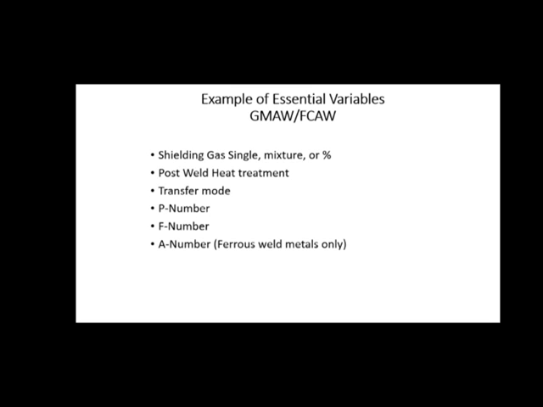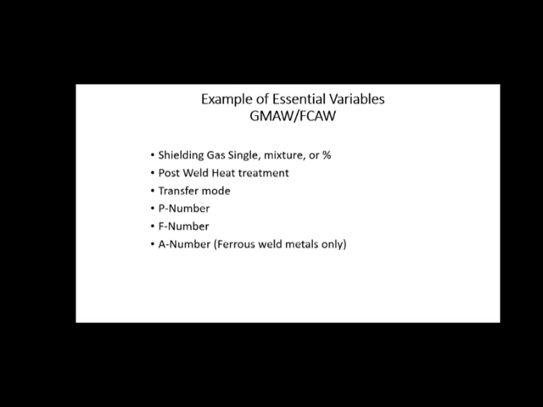But not every material that has an F number has an A number. The examples that I just gave you of nickel and nickel alloys, aluminums, coppers, titaniums, they're non-ferrous metals, so they don't have an A number. To have an A number, you have to be a ferrous material. Austenitic stainless steel, a duplex stainless steel, a high alloy steel, a garden variety carbon steel.